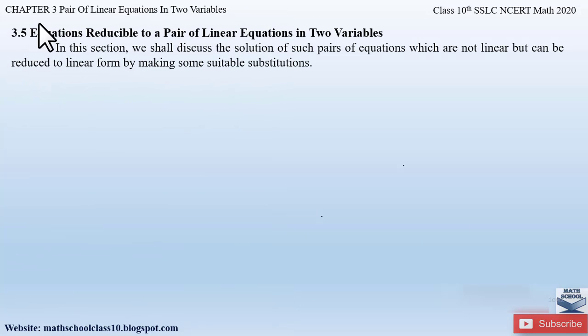Section 3.5 from chapter 3, pair of linear equations in two variables, is equations reducible to a pair of linear equations in two variables. So in this section, we shall discuss the solution of such pairs of equations which are not linear but can be reduced to linear form by making some suitable substitution. So we have to reduce the given pair of equations which are not linear to linear form by making some suitable substitution in the given equation. Now we shall explain this process through some examples.